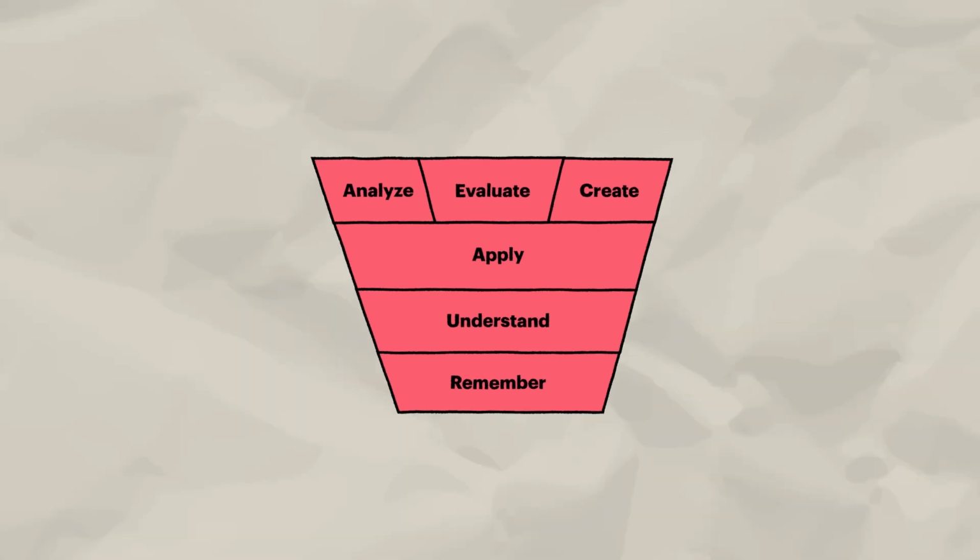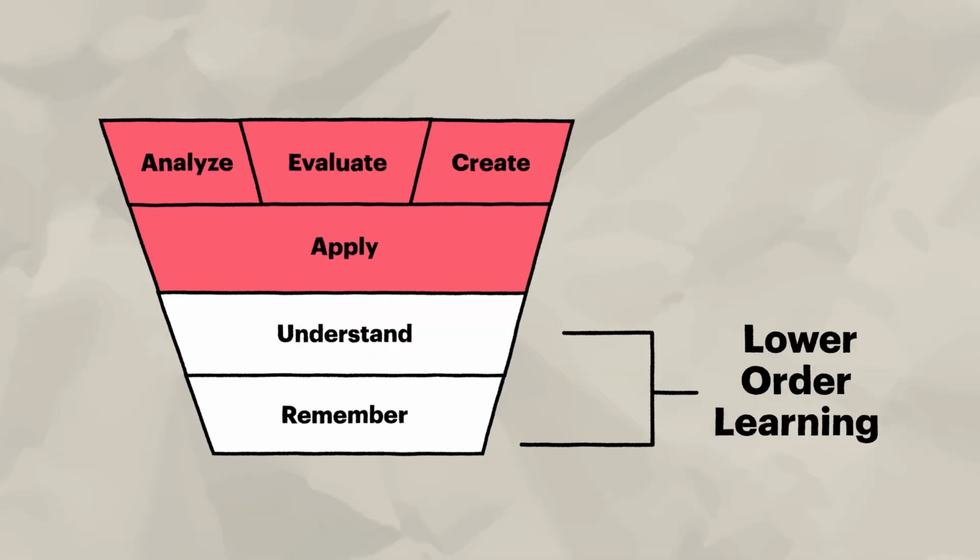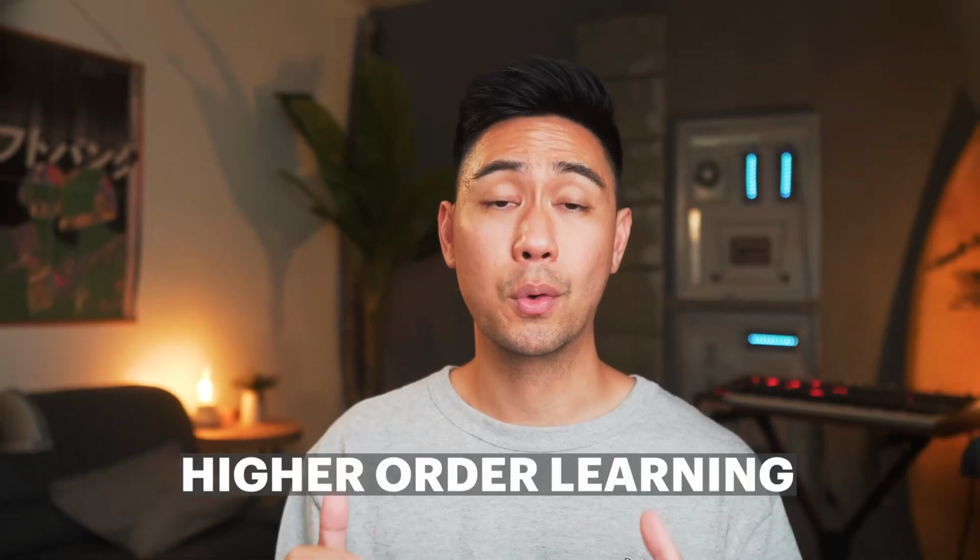If you're able to recall facts and concepts, that's considered lower order. But if you can apply the information or evaluate information against each other, that's higher order. And that's what Justin was talking about, higher order learning.